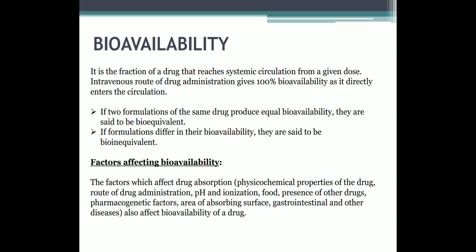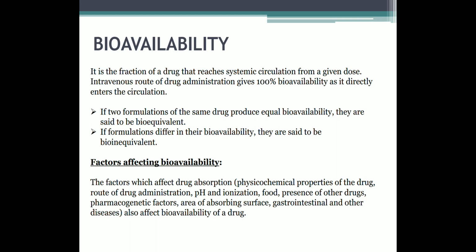If two formulations of the same drug produce equal bioavailability, they are said to be bioequivalent. That means if two drugs are taken by the patient and they produce equal bioavailability, whether 100% or maybe 60%, they are said to be bioequivalent. And if they differ in their bioavailability, they are said to be bioinequivalent. Remember, bioequivalent and bioinequivalent. Okay.